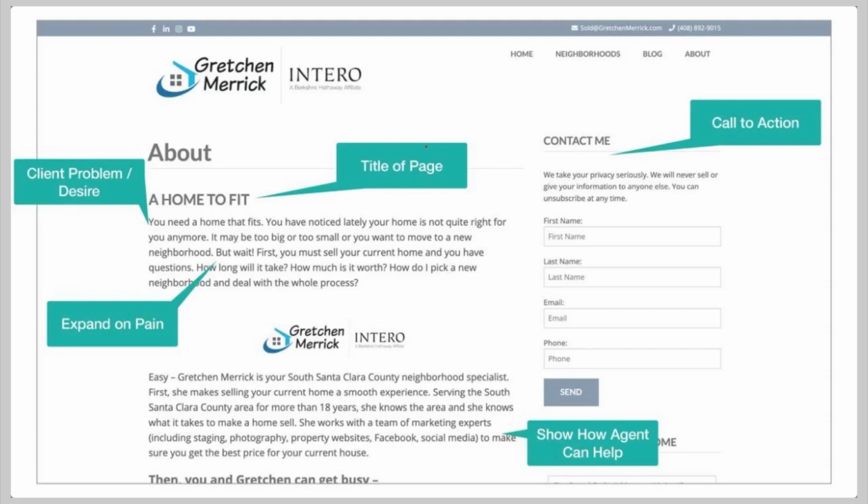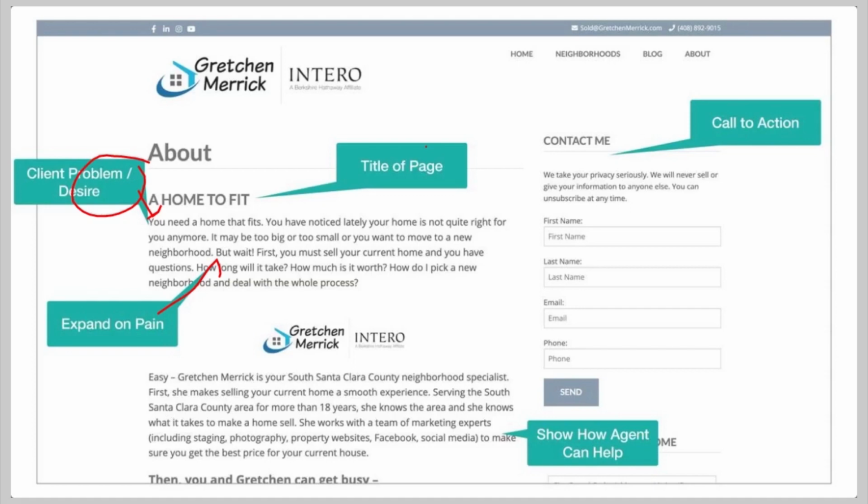Okay, so he's going to start with the client problem and desire. So right here, he gets into, all right, you need a home that fits. You have noticed lately your home is not quite right for you anymore. It may be too big or too small, or you want to move to a new neighborhood, right? So that's starting with the client problem. And then he expands on the pain right here. But wait. First, you have to sell your current home. And the question is, how long will it take? And how much is it worth? And how do I pick a new neighborhood, right?